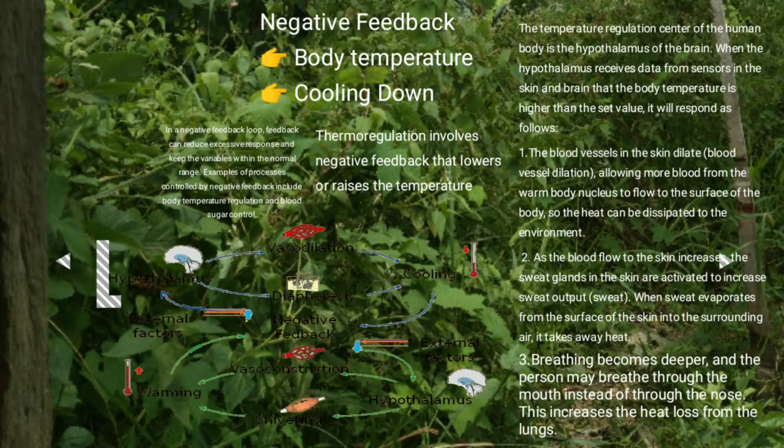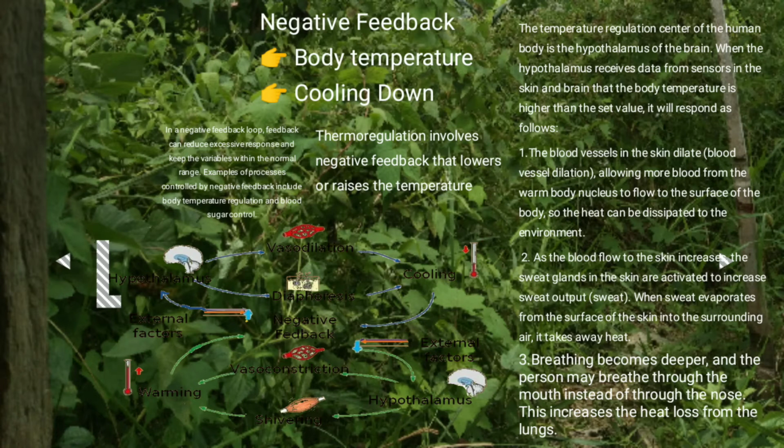Cooling down the temperature: the temperature regulation center in the hypothalamus receives data from sensors in the skin and brain that body temperature is higher than the set value. It will respond as follows. Number one, the blood vessels in the skin dilate, allowing more blood to flow to the surface of the body so that heat can be dissipated to the environment.